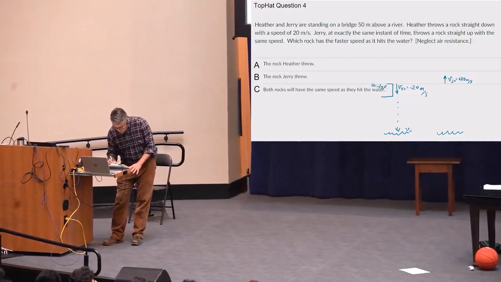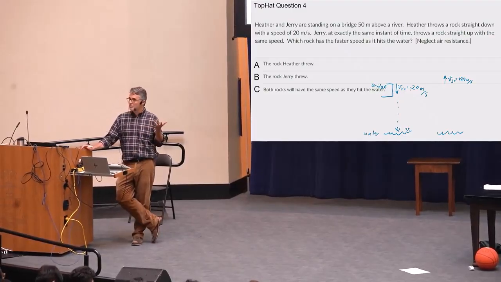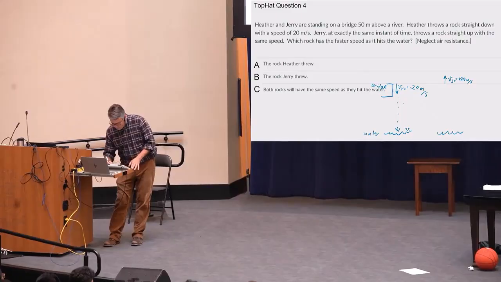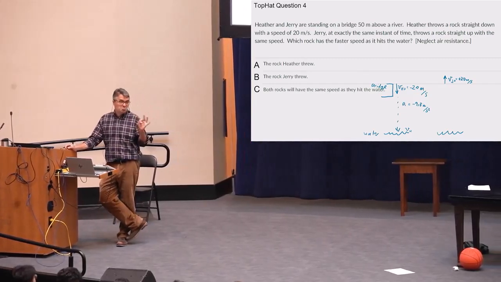And down here is the water, right? And Heather is the one who throws the rock straight down. So the initial velocity of the rock is minus 20, and then it'll accelerate with acceleration negative 9.8 meters per second squared. So it's going to speed up on the way down. It's going to have some final velocity just before it hits the water.